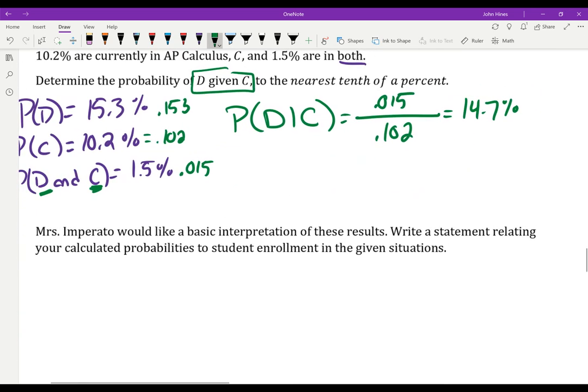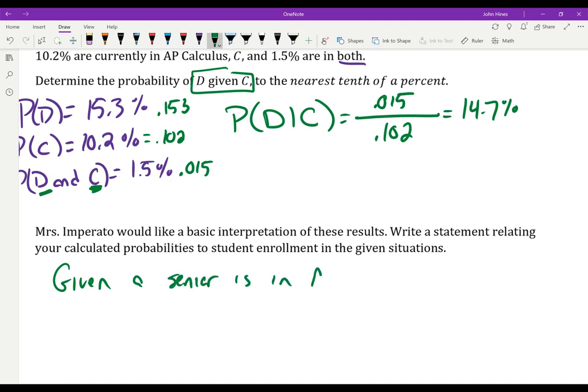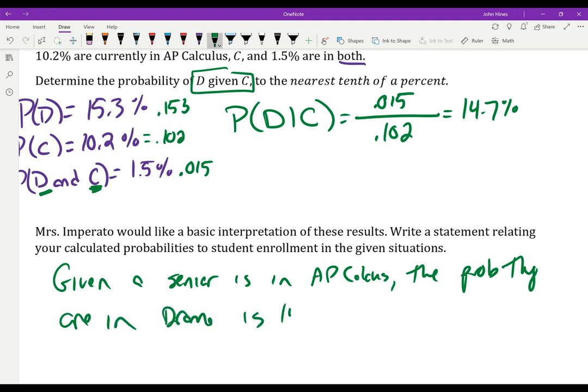So what does this mean? How do I interpret these results? Given a senior is in AP Calculus, the probability they are in drama is 14.7%. Knowing they're in calculus, there's a 14.7% chance that they're in drama. So that's what this given probability is here. Given I'm in calculus, there's the and probability goes up top of 14.7%.